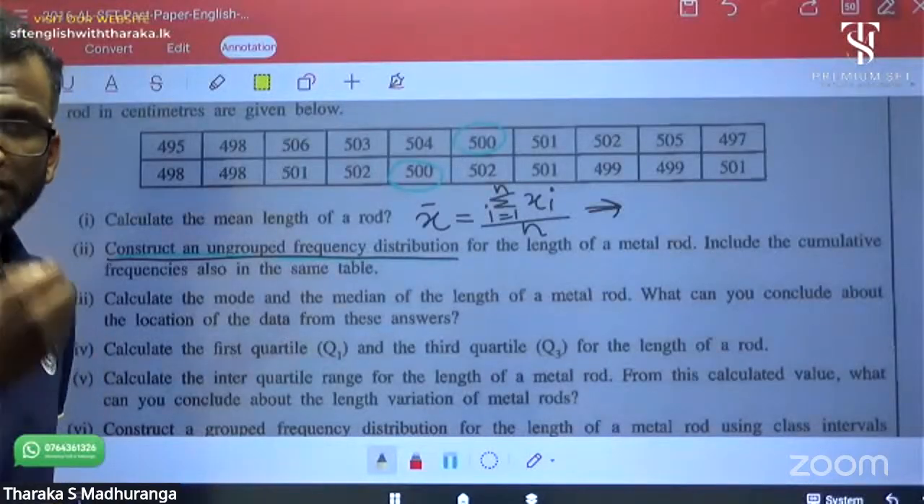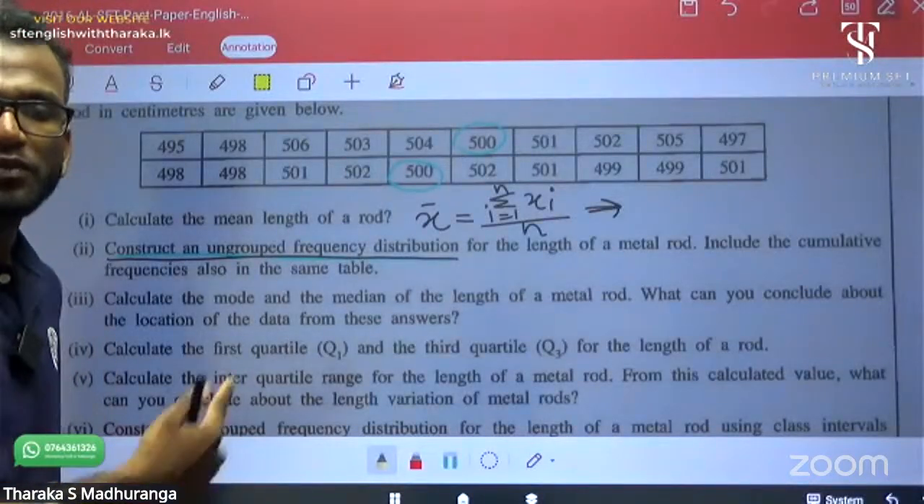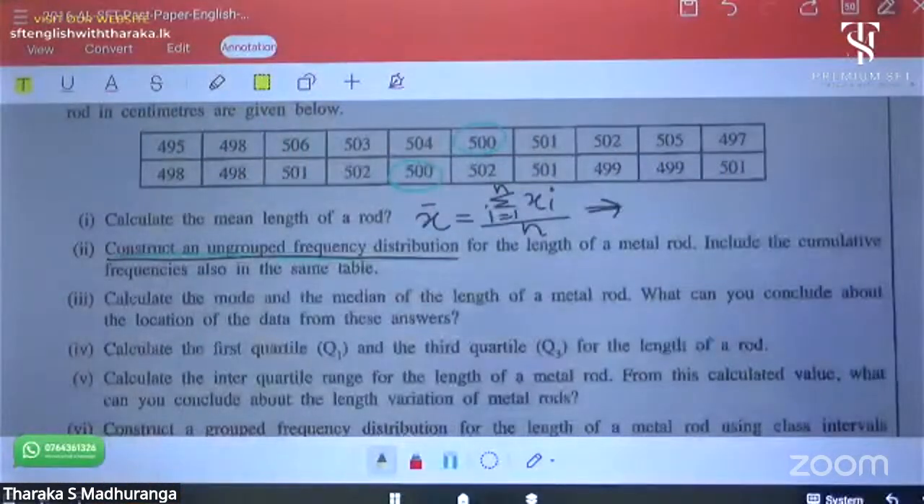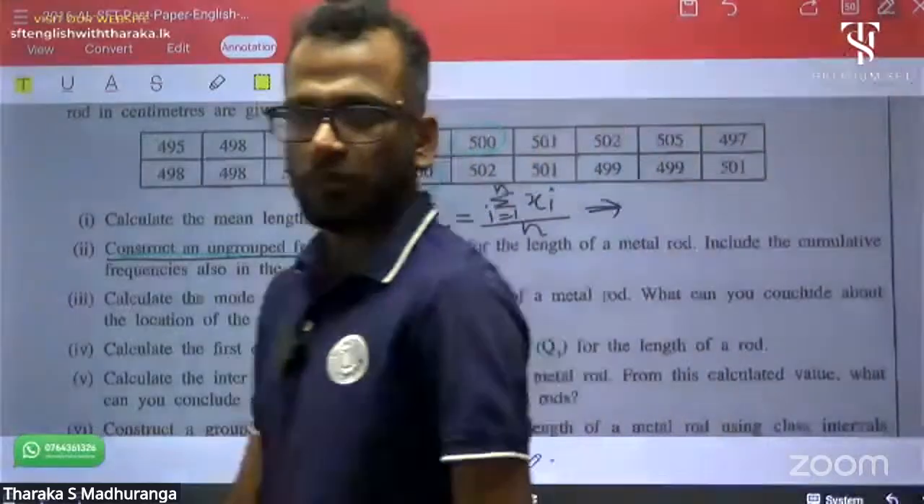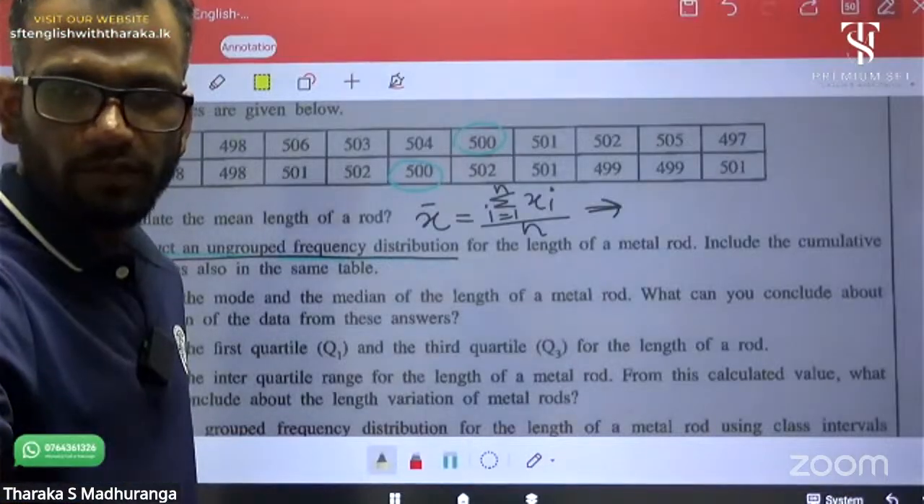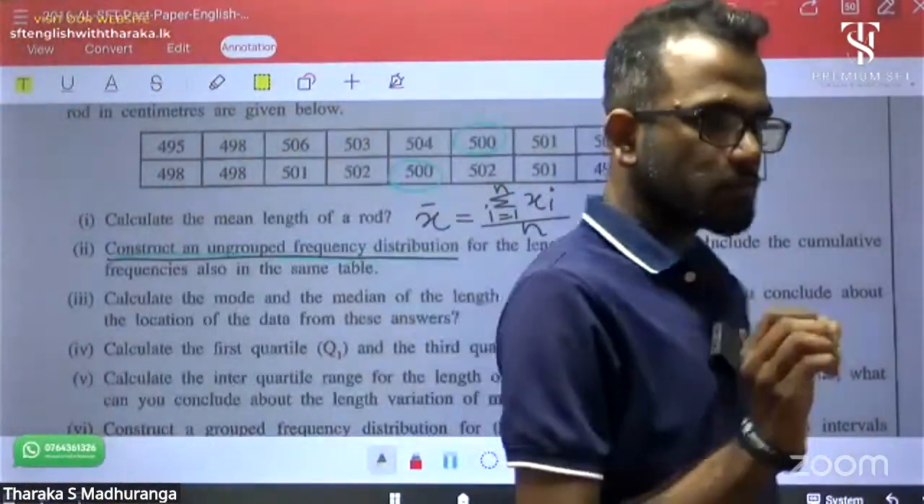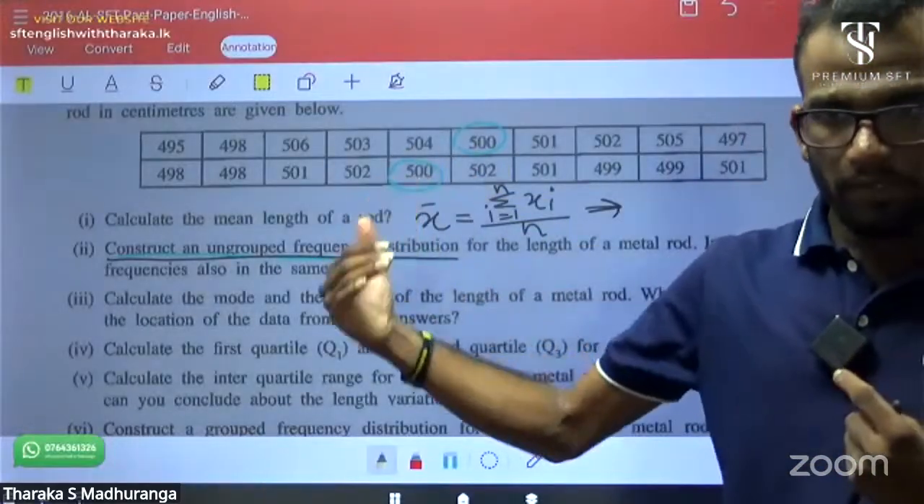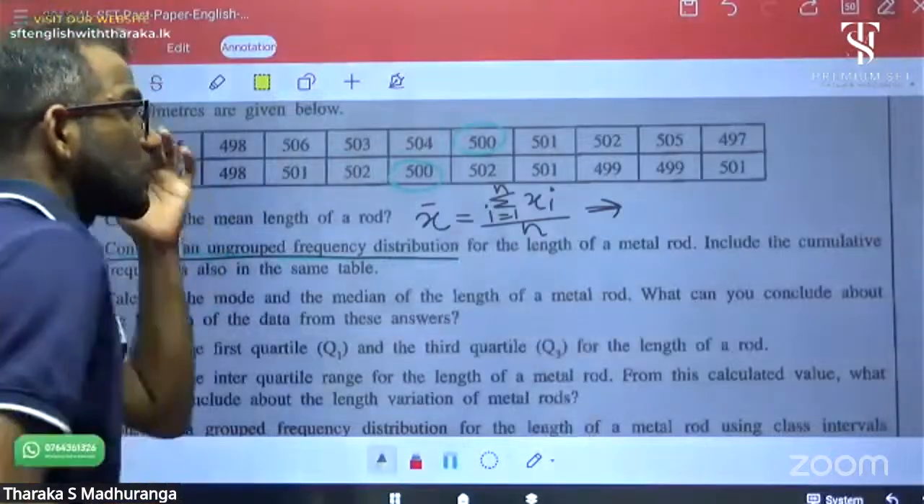Understood? Why do we use the first method? What's the reason? You have to understand the reason. Because the ungrouped frequency distribution table is asked in the second part. You can't prepare the table for the first part. Okay.